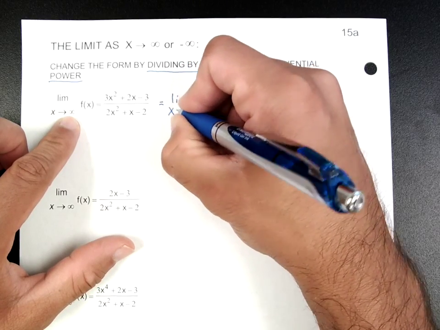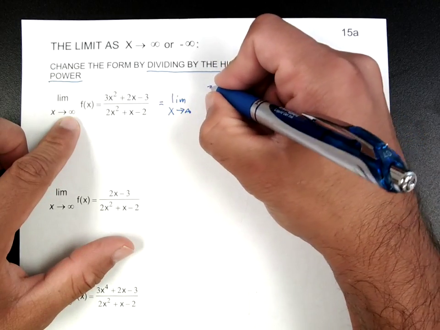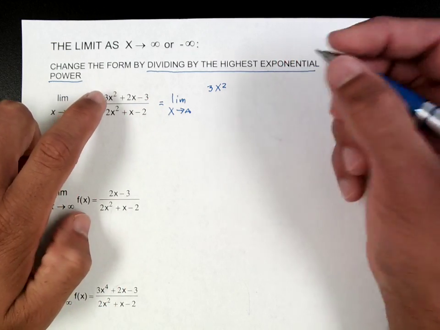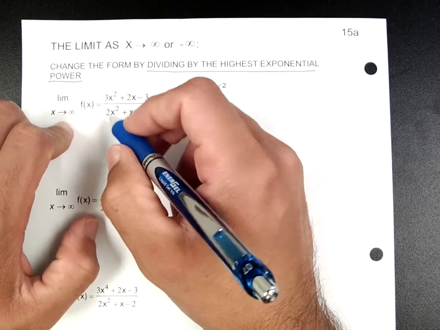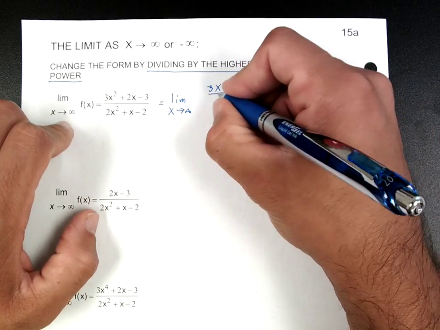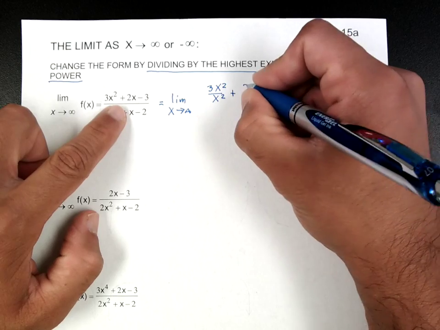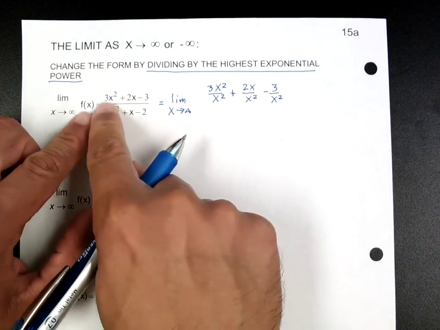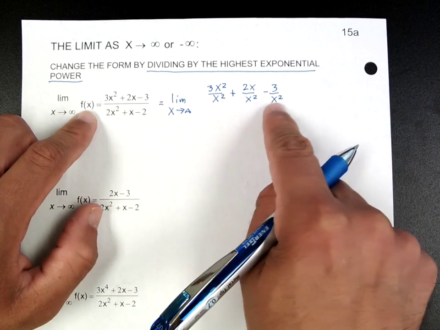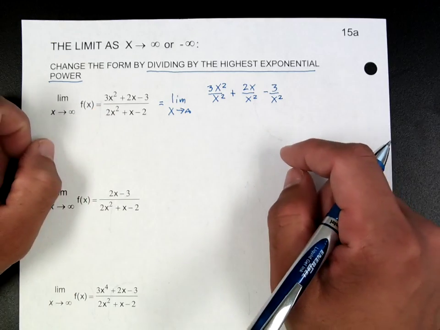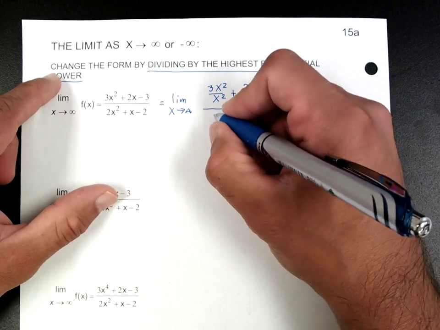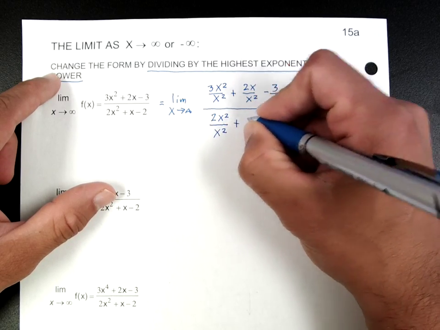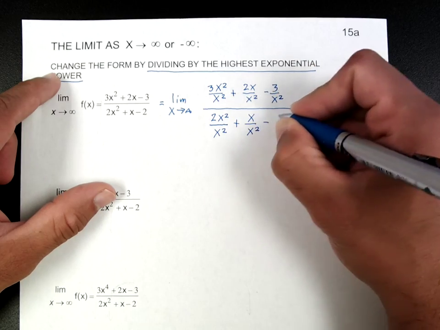Limit as x goes to infinity, and I have 3x squared. I'm going to divide this by the highest power on this rational function, which in this case is x squared. So I'm going to divide by x squared: 3x squared over x squared plus 2x over x squared minus 3 over x squared. Notice that I've divided each of these three by the highest exponential power, x squared, over 2x squared over x squared plus x over x squared minus 2 over x squared.